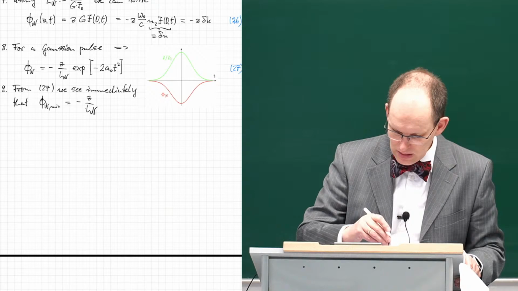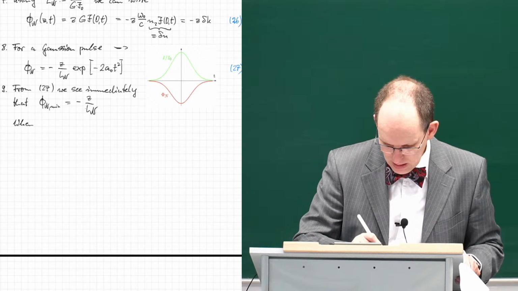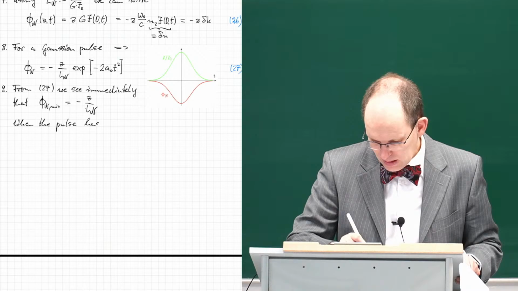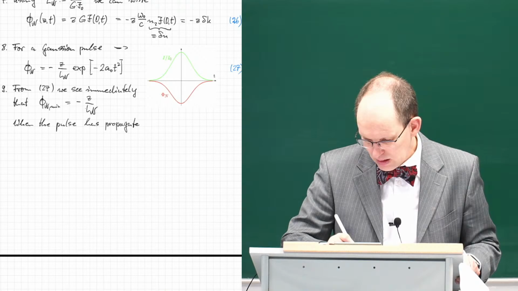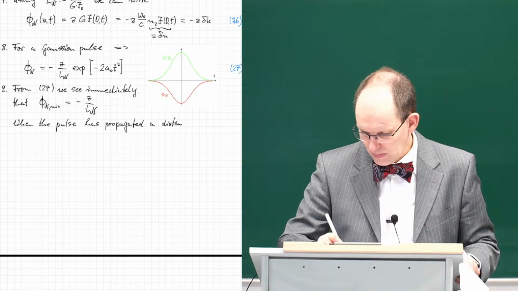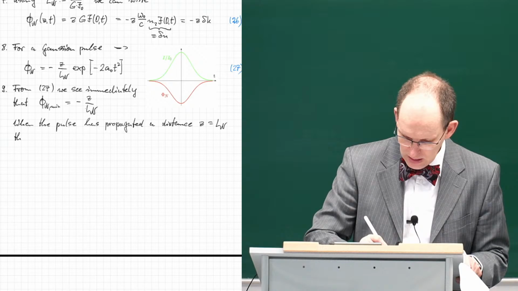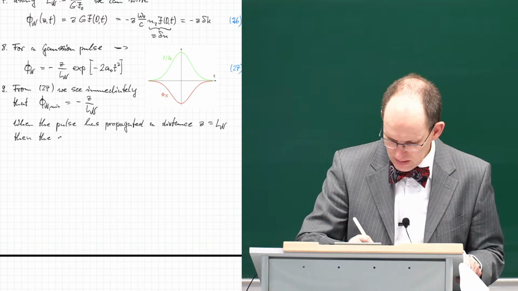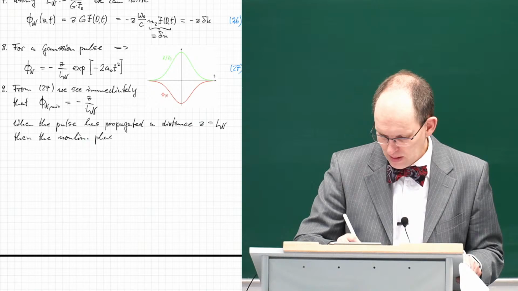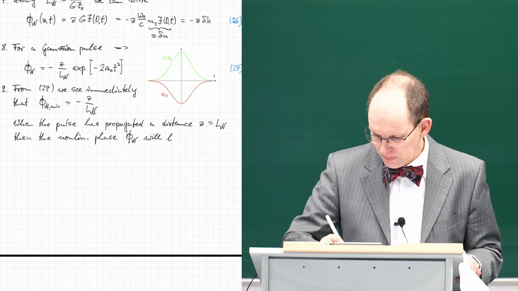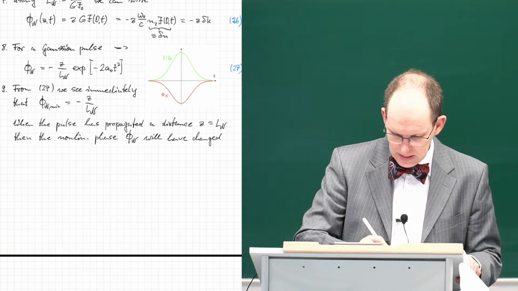So when the pulse has propagated a distance z equals the nonlinear length, then the nonlinear phase phi n will have changed by 1 radian.